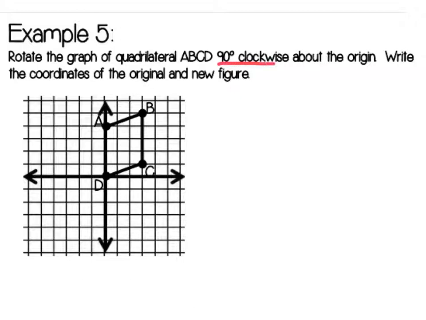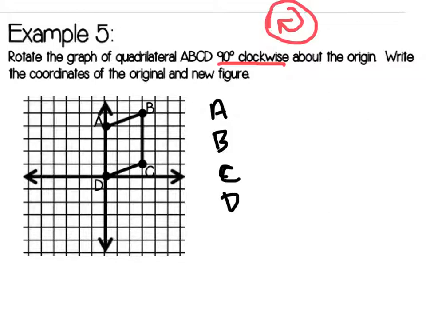So we're going to rotate this 1/4, and we're asked to rotate the graph of this quadrilateral 90 degrees clockwise about the origin. You need to know which way is clockwise or counterclockwise. Thinking about a clock, remember a clock goes to the right as the hands move. So when we turn clockwise, we're going to go to the right 90 degrees. Now, when we do this, we're going to write the coordinates of the original and the new figure, or the image. Let's go ahead and write down our points for A, B, C, and D.